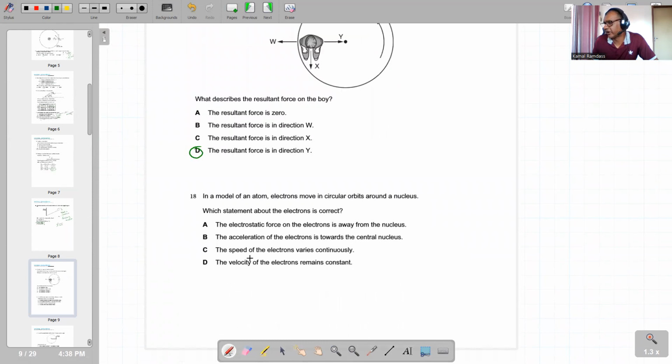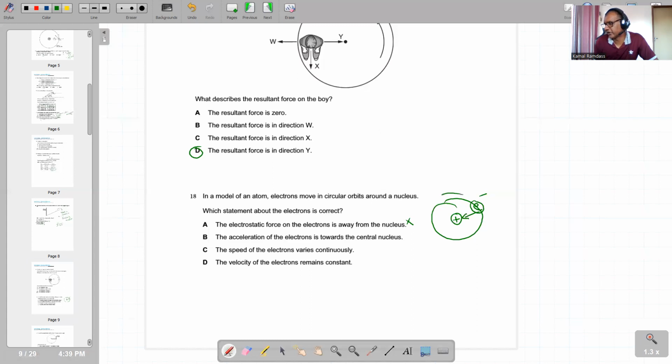In a model of an atom, electrons move in a circular orbit around a nucleus. Which statement about the electrons is correct? The electrostatic force on the electrons is away from the nucleus. Bon, the nucleus is positive, the electron is negative. The electrostatic force on the electrons is away from the nucleus, no? The acceleration of the electrons is towards the central nucleus, oui.